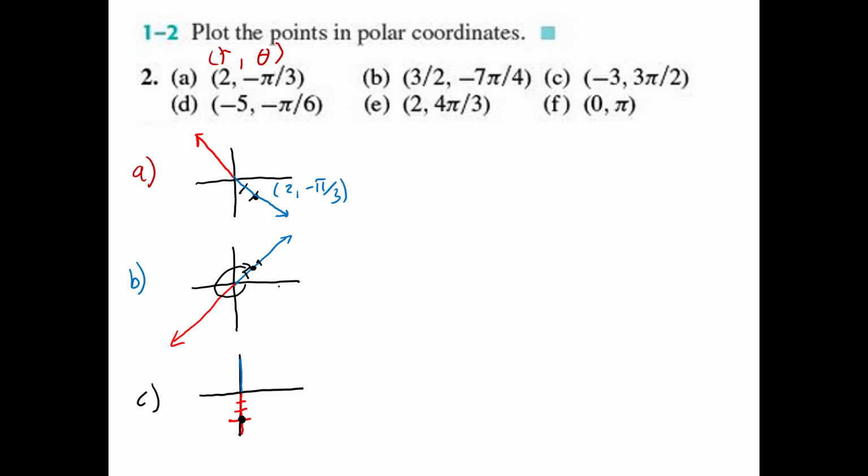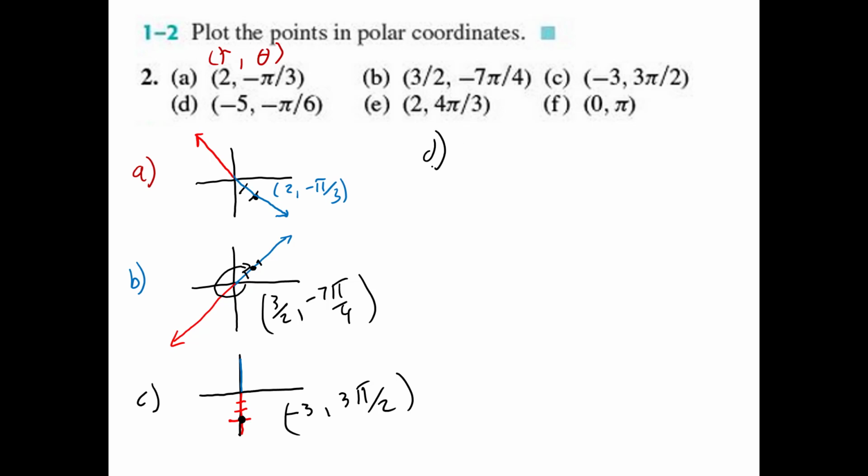So this one was 3 halves, comma, negative 7 pi over 4. And this one was negative 3, comma, 3 pi over 2.